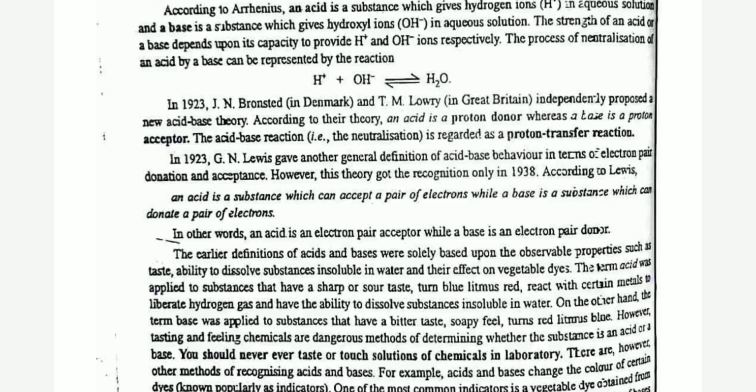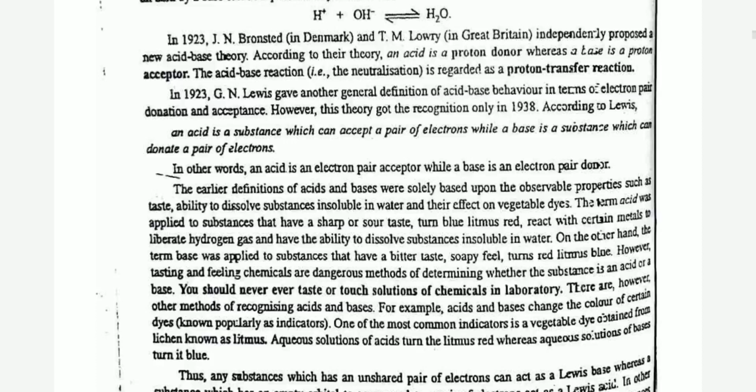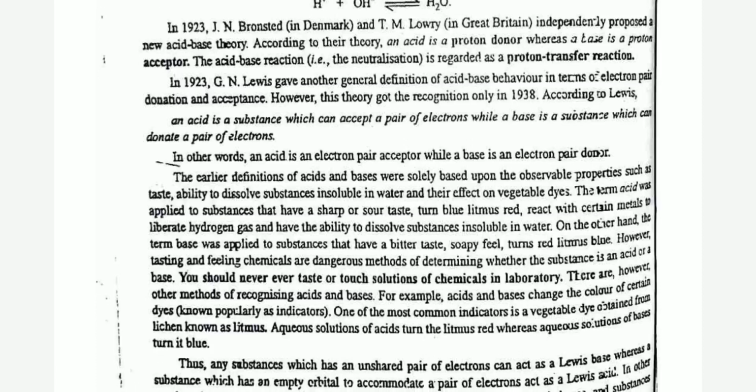In 1923, G. N. Lewis gave another general definition of acid-base behavior in terms of electron pair donation and acceptance. However, this theory got the recognition only in 1938. According to Lewis, an acid is a substance which can accept a pair of electrons, while a base is a substance which can donate a pair of electrons. In other words, an acid is an electron pair acceptor, while a base is an electron pair donor.